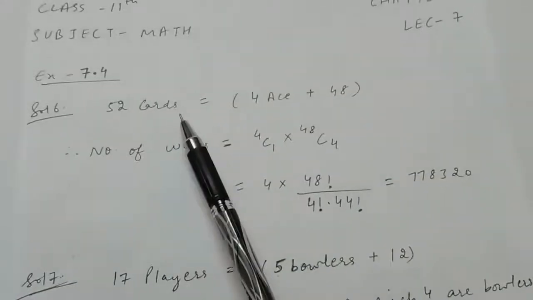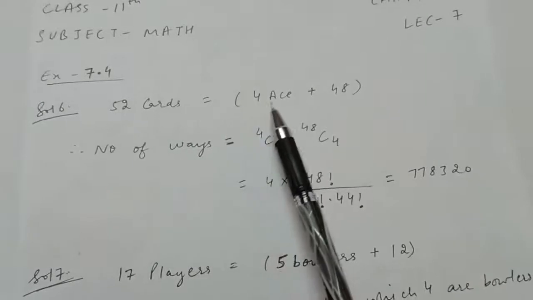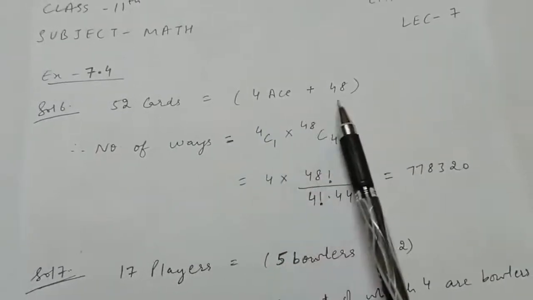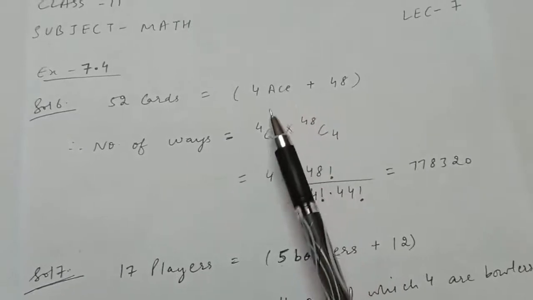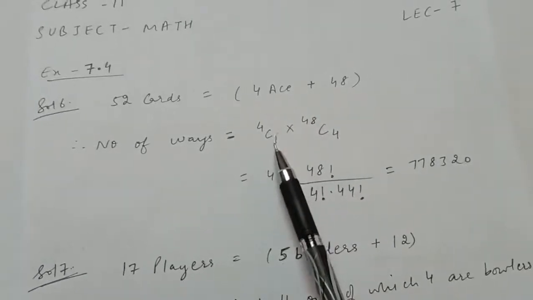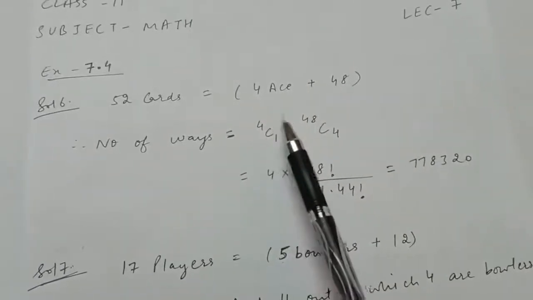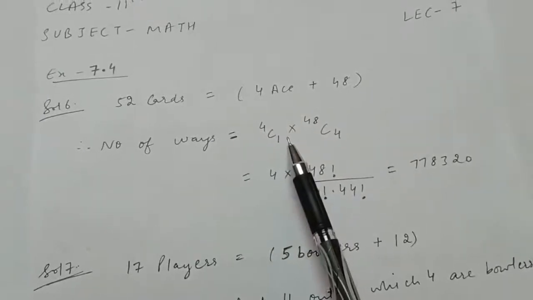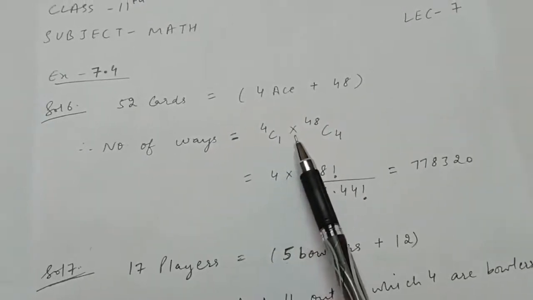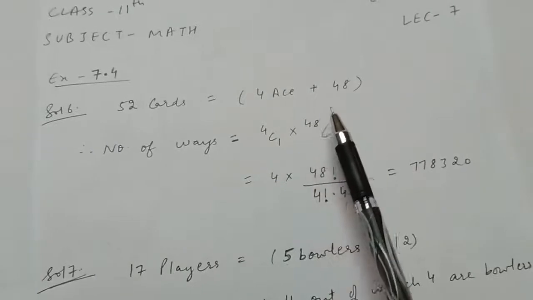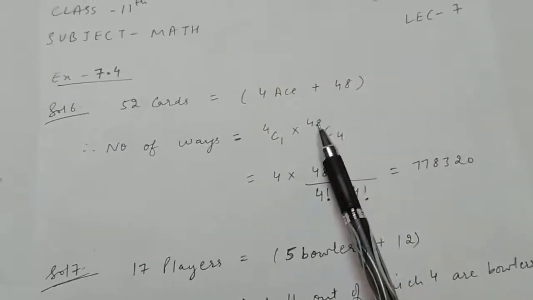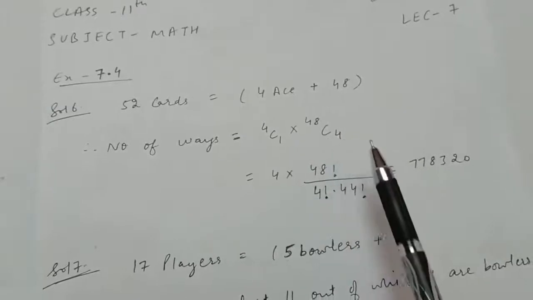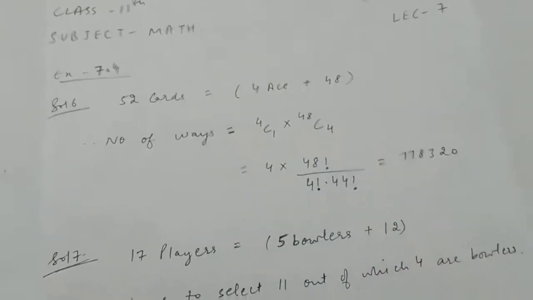Now in these 52 cards, 4 are aces and 48 are the other cards. Because we want one ace, out of 4 we will select one ace, which can be done in 4C1 ways. Because we have to select 5 cards, one has been selected, so the rest 4 we will select from the rest 48 cards. So it can be done in 48C4. So you will get the answer as this, right?